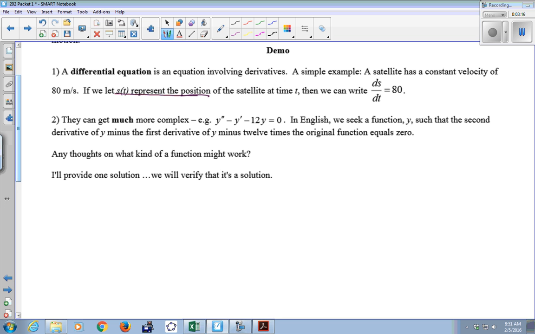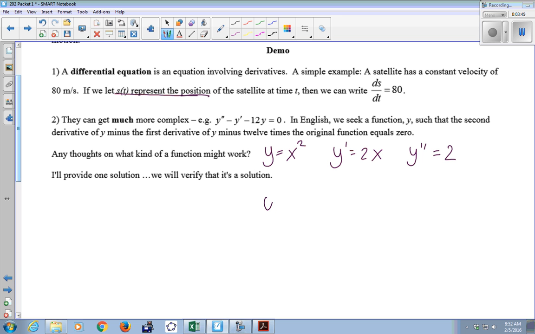What kind of function could you... So if you have to be able to subtract these and get 0, then y double prime and y prime and some multiple of y, they all need to be like terms. Yeah, okay, so here's a guess, right? If we guess y equals x squared, then y prime would be 2x and y double prime would be 2, right? All right, so let's plug in and see if this is true.